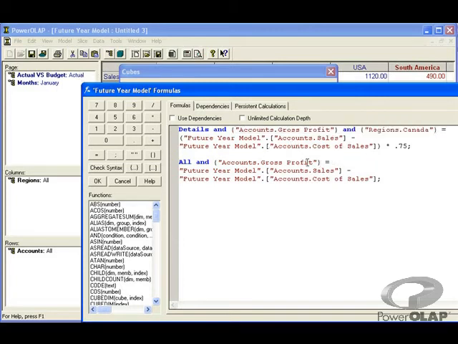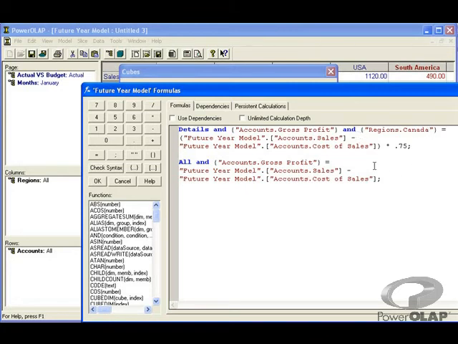As we see below, the only difference with this one is we do not specify a particular region. So the second formula will cover all gross profits across all actual and budget, including aggregates, since we're using the all left-hand side, all months, including aggregates, since we're not including months on the left-hand side, and all regions, except for the one that's already governed by the formula above.